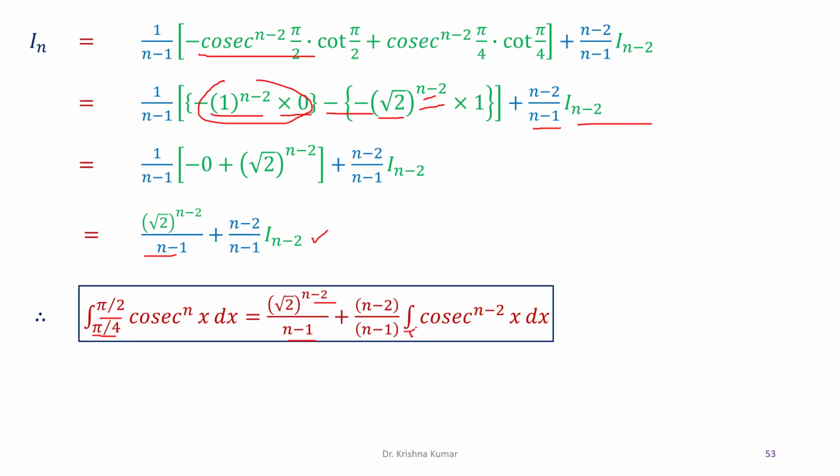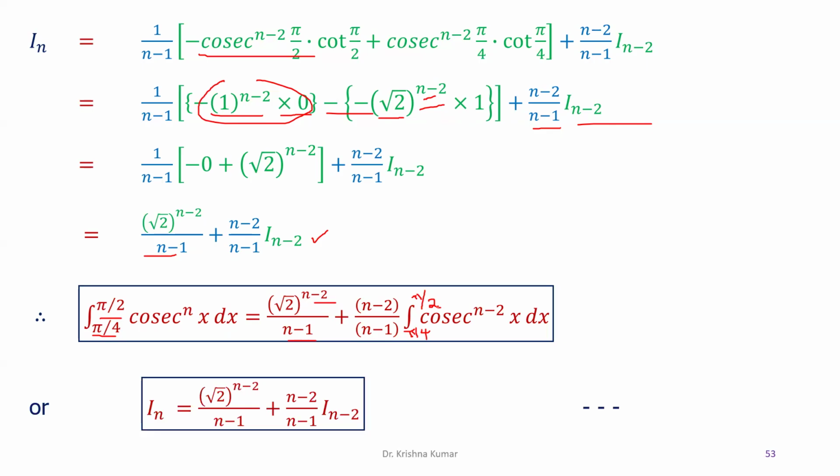This is the integral from pi by 4 to pi by 2 of cosec to the power n x with respect to x, or it can be simply written as I_n is equal to (root 2)^(n-2) upon n minus 1 plus (n minus 2) upon (n minus 1) into I_(n-2). So this is the reduction formula of cosec to the power n x when the limit is lying between x equal to pi by 4 to x equal to pi by 2.